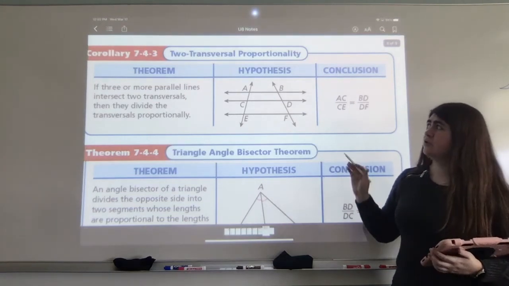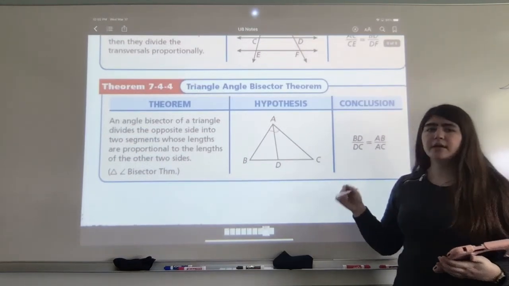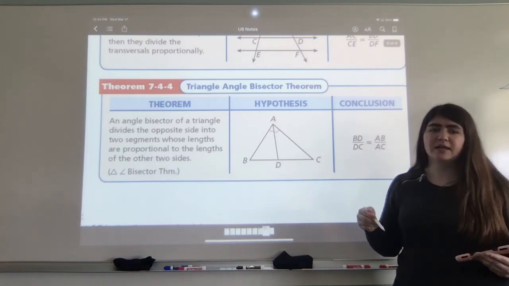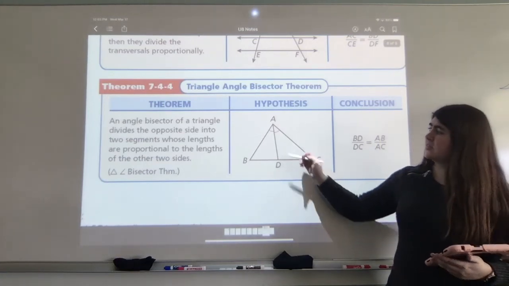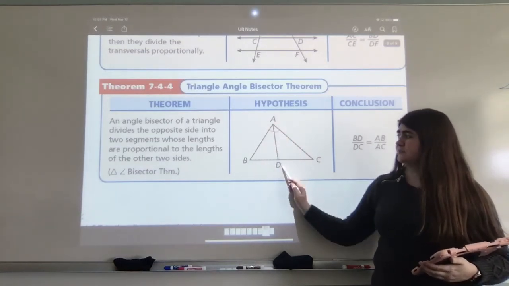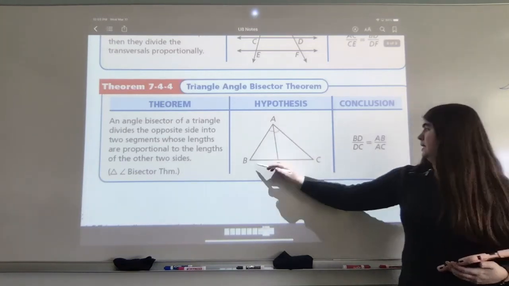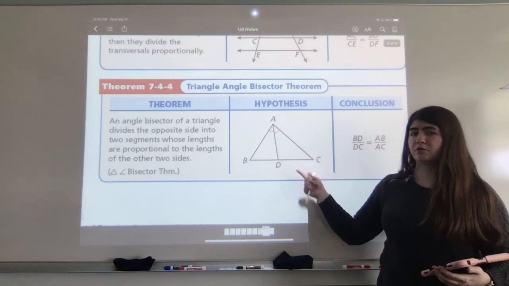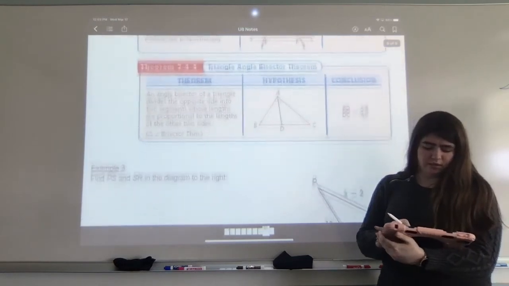So not only do we have the two transversal proportionality corollary, but we also have the triangle angle bisector theorem. The triangle angle bisector theorem says that if an angle bisector of a triangle divides the opposite side into two segments, then their lengths are proportional to the lengths of the other sides. So if we have a figure like this, where this angle is bisected, then BD to DC will be proportional to AB to AC. So the base of one side to the base of the other side is proportional to the length of the first side to the length of the second. And we can solve using that as well.